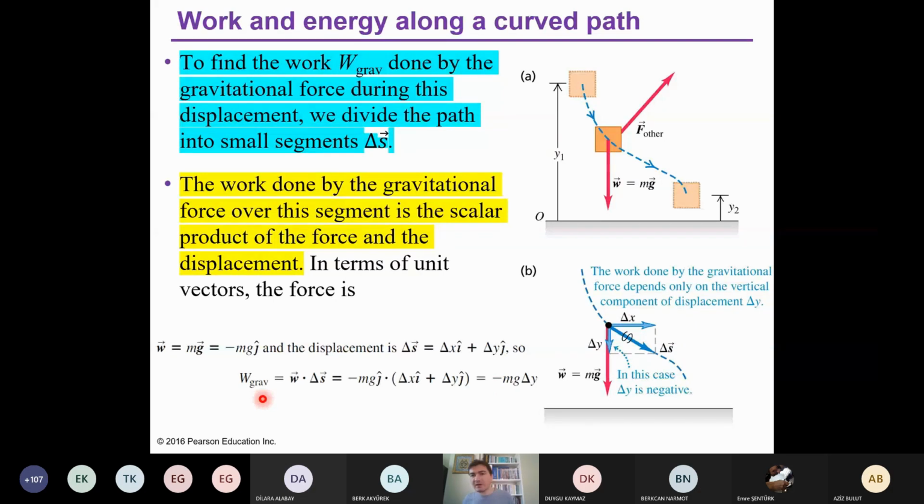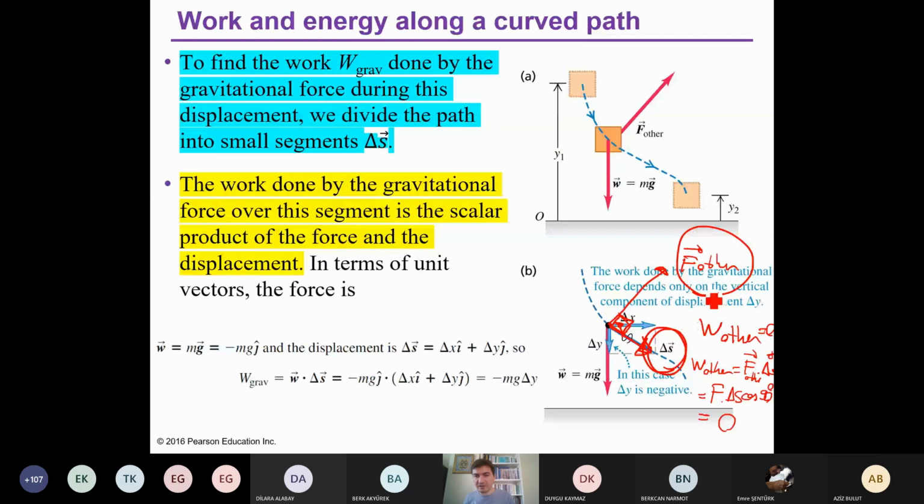And what about the work done by other forces? Let me draw here. I'm talking about a special condition. If the other force, F other, is perpendicular to the displacement, this was the displacement delta s, then the work done by the other force will be 0, because the work of the other force is equal to F other times delta s times cosine of the angle. So what about cosine 90? I can also write this as F delta s cosine 90. Cosine 90 is 0, so the work done by the other force will be 0 if F other is perpendicular to the displacement in a curved path. Do you have any question here?